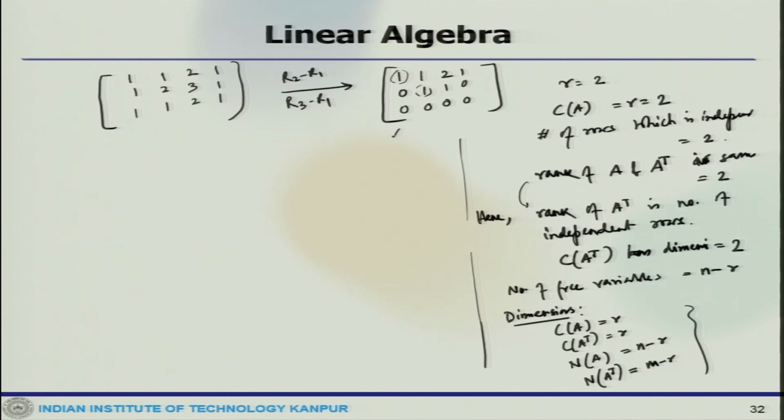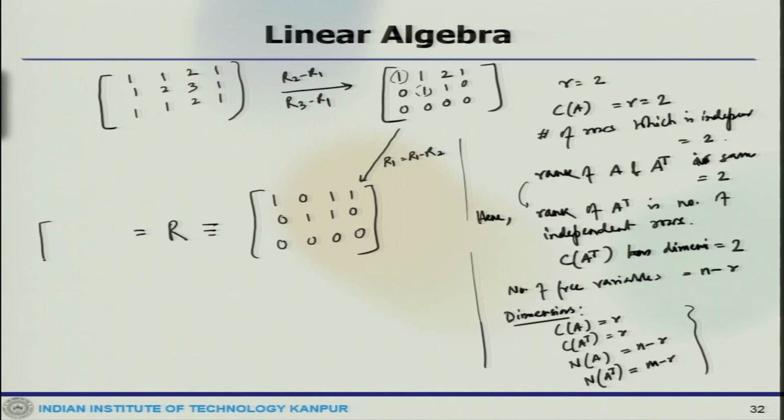Now, here if we do a little bit more operation like R1 equals R1 minus R2, what we get is 1 0 1 1, 0 1 1 0, 0 0 0 0. This is equivalent to the row reduced form, which is nothing but I F, 0 0. This corresponds to free variables, and this is the independent variables or pivot variables.